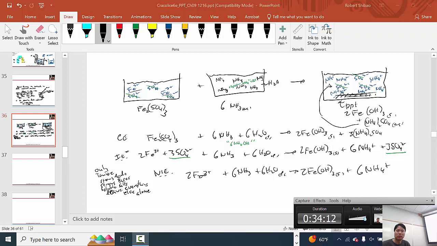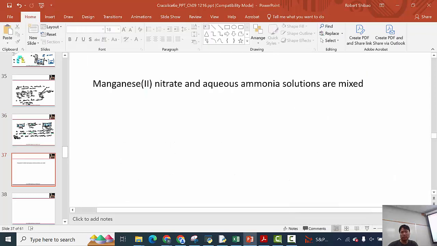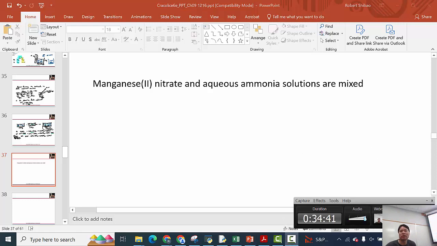Here. We're going to do manganese 2 nitrate and aqueous ammonia solutions are mixed. So write out the complete equation, the ionic equation, net ionic equation. Tell me what the driving force is for this reaction. We need a driving force. If there's no driving force, then we just say there's no reaction. But in this particular case, there should be a driving force. So you can tell me what the driving force will be. So give this one a go and then come back to it.